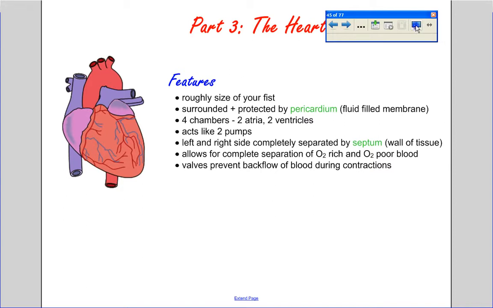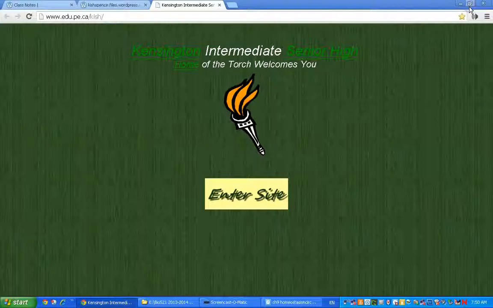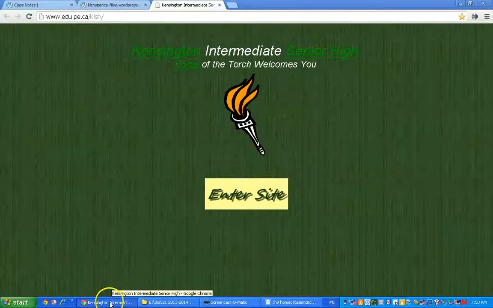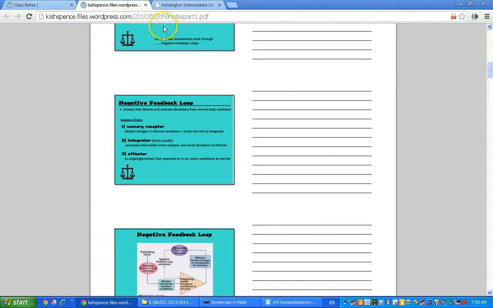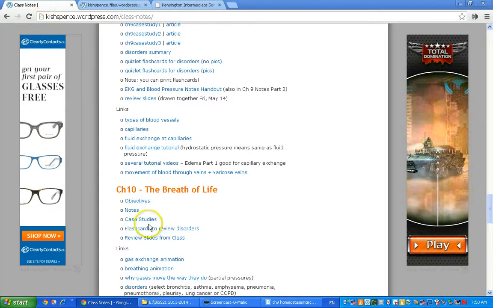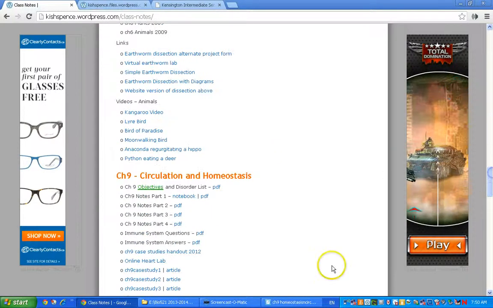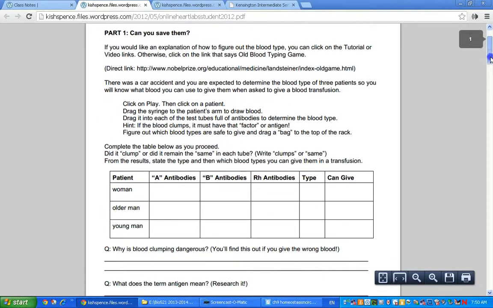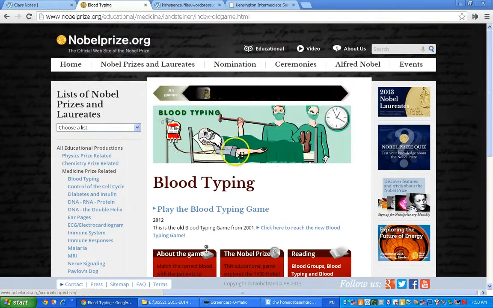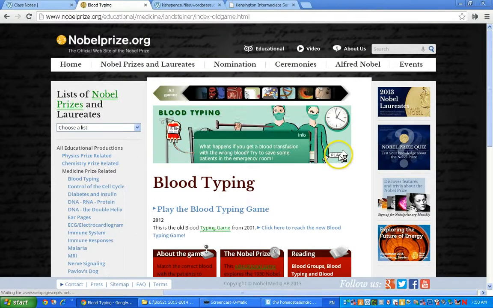But hopefully that will help you if you are having trouble figuring out, let's see, if we go into the online lab, online heart lab. Okay, so in this case, the first one, you were supposed to check and see what blood type they had. Play this blood typing game and figure out what you can give them. Okay, so we're going to play the blood typing game.